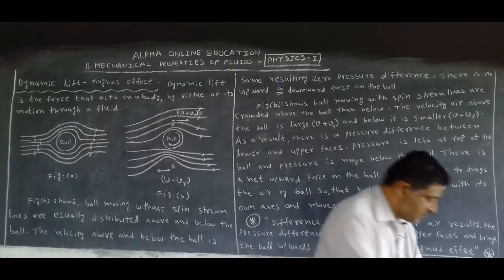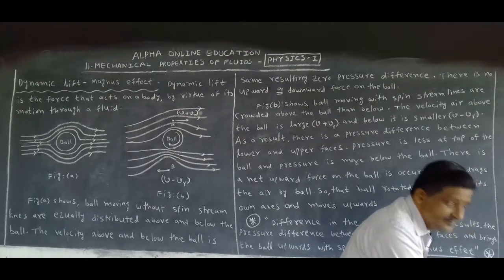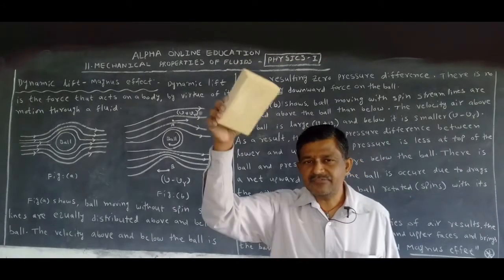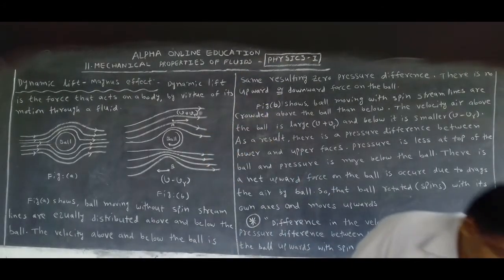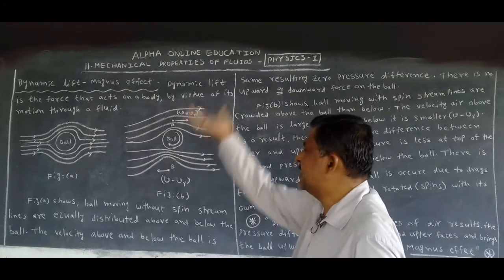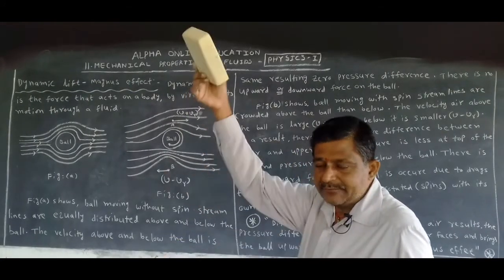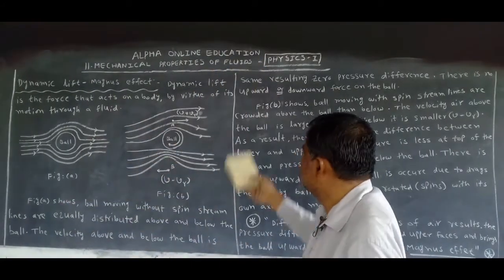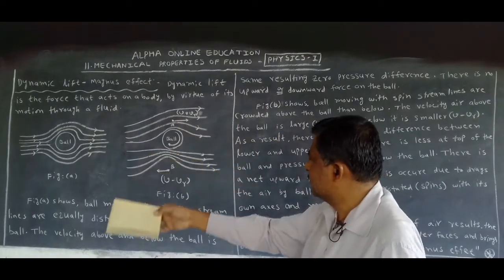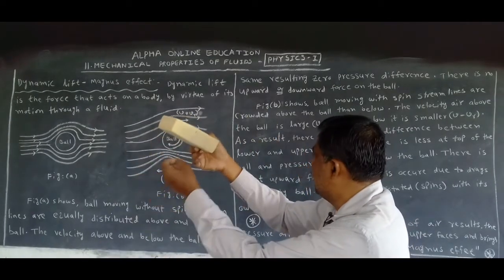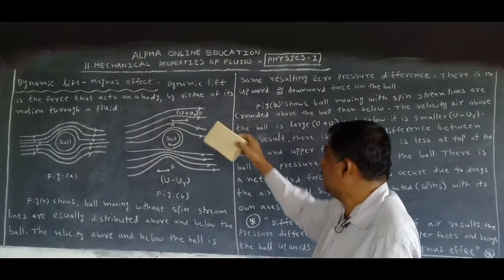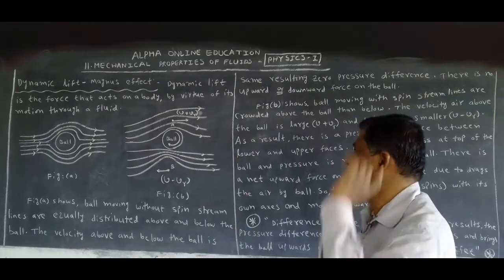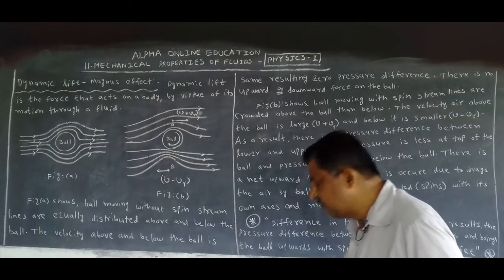This is one object I am lifting, but it is a solid I am lifting. But here, the object is lifted in the motion. The dynamic lift is a force. Dynamic lift is a force that acts on the body by virtue of its motion through the fluid. This is the meaning of dynamic lift.